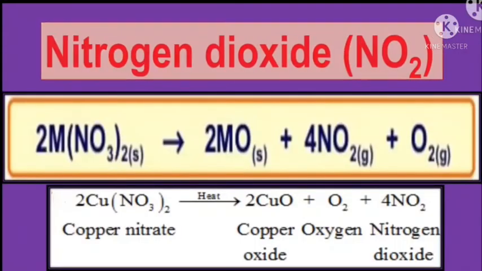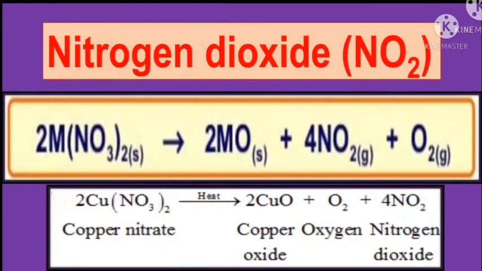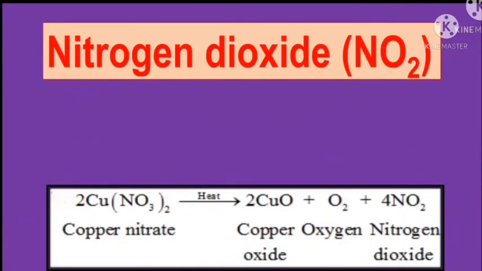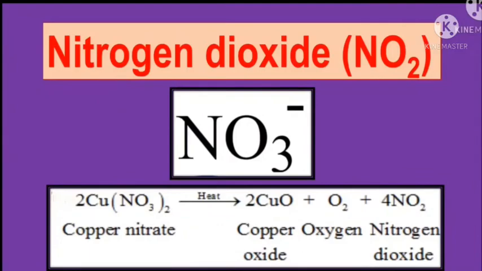Next is nitrogen dioxide. It is formed on heating heavy metal nitrates. For example, in this reaction, on heating copper nitrate, copper oxide, oxygen, and nitrogen dioxide gas is formed. Formation of nitrogen dioxide confirms the presence of nitrate ion.